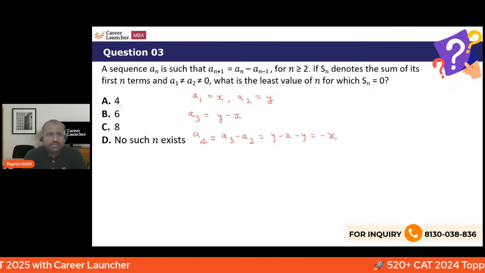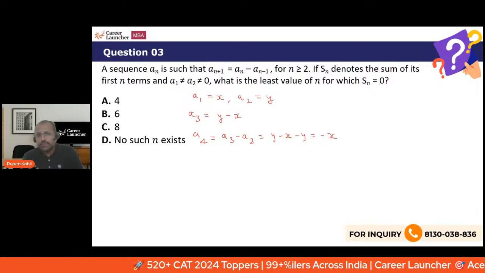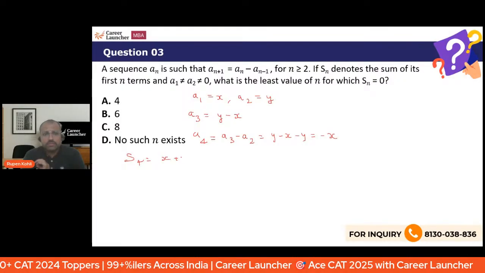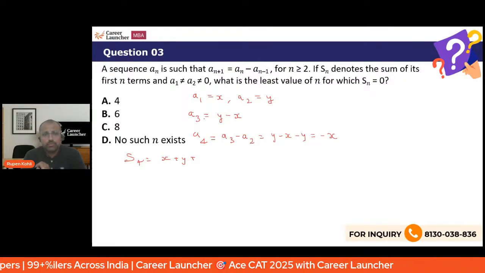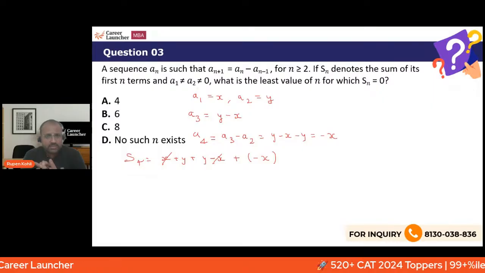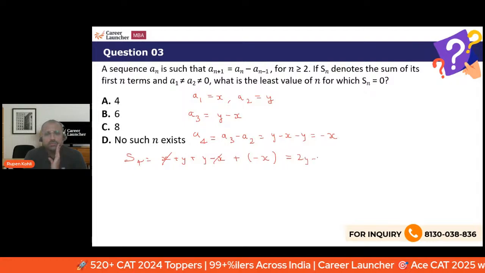Now, is the sum of these terms 0? Well, let's check. x plus y. So A1 plus A2 plus A3 plus A4. Right, so S4: x plus y, A1 plus A2, plus A3, which is y minus x, plus A4, which is negative x. So x and minus x go, no, this is not 0, this is 2y minus x, right? This is not 0.